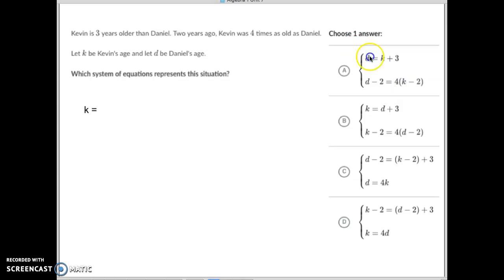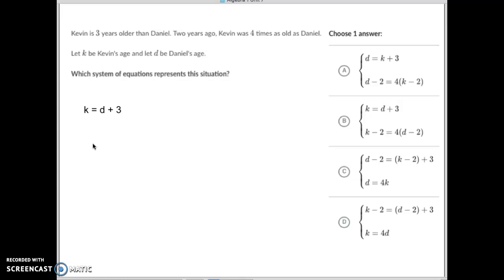Notice there is no K equals here, but there is here. So it's either going to be letter B or letter D. Kevin is 3 years older than Dan. So whatever Dan's age is, we just simply need to add 3 to it to get his age. Hopefully that makes sense.